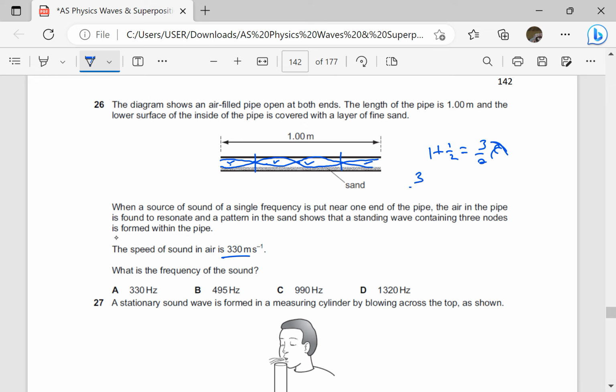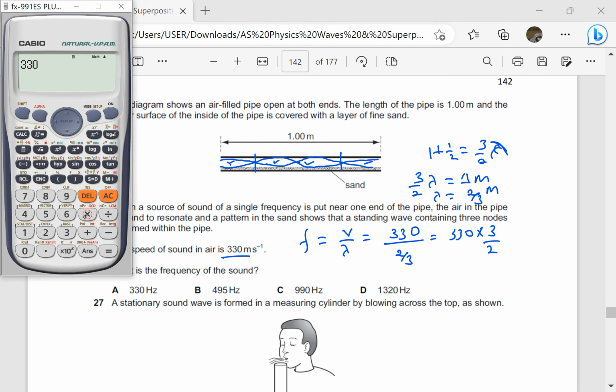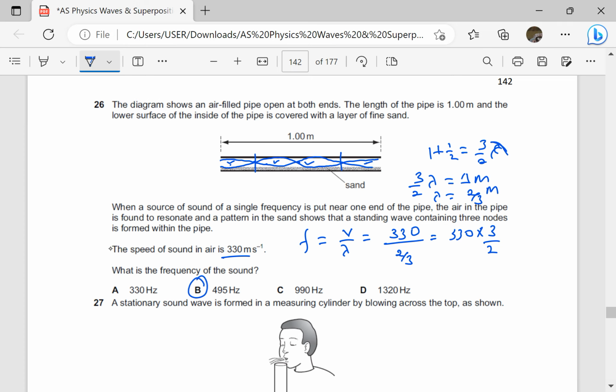So 3/2 of a wavelength is going to be 1 meter, which means the wavelength is 2/3 meters. We just cross multiply. So frequency is equal to v over wavelength, which is 330 divided by 2/3. That gives us 330 times, we get the reciprocal, 3 divided by 2. So 330 times 3 divided by 2 is 495. So our answer will automatically be B, 495.